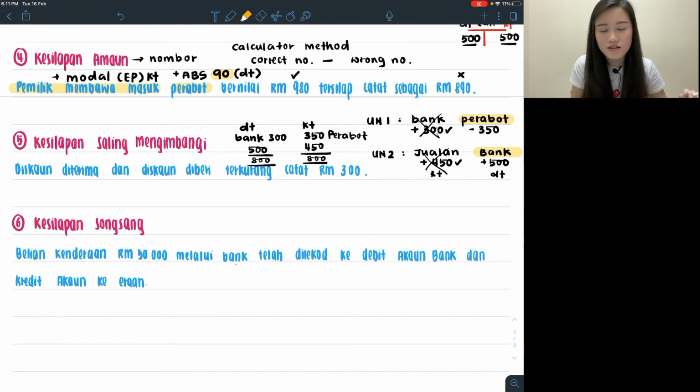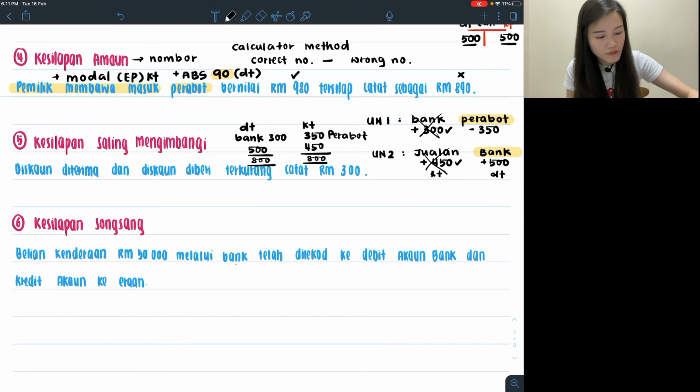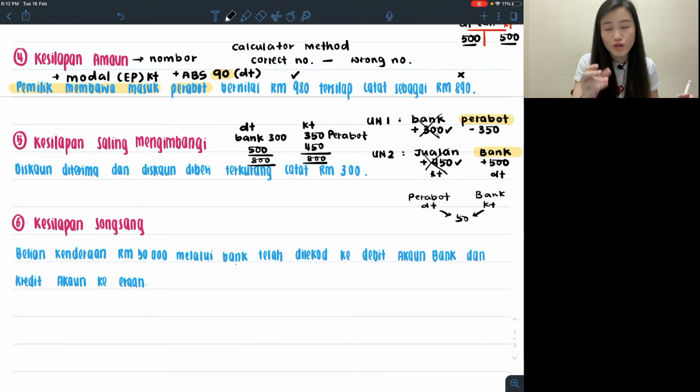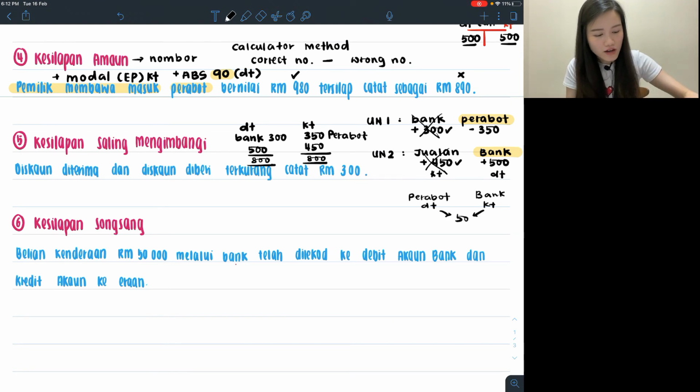So how am I going to correct that? I just need to put perabot on the debit side, bank on the credit side will do. So both also 50 ringgit. Now if you don't understand, I will show you guys an example. It's because perabot, let me erase this first.